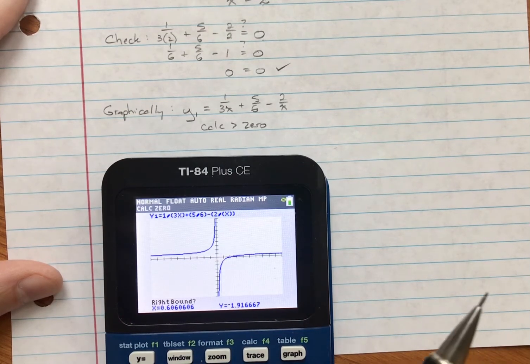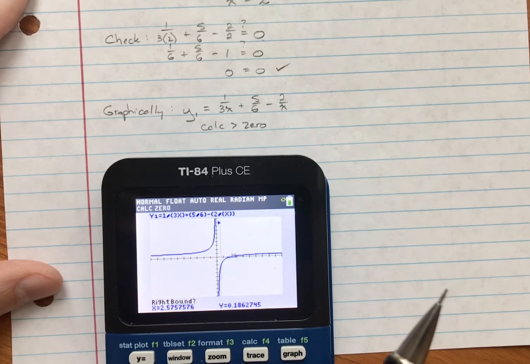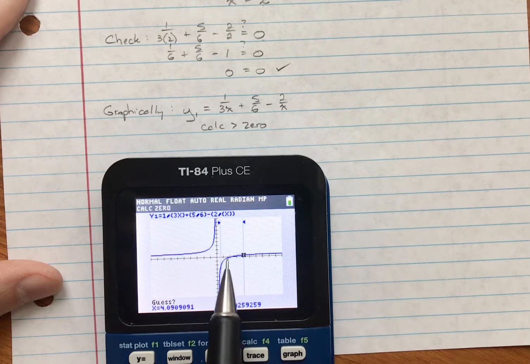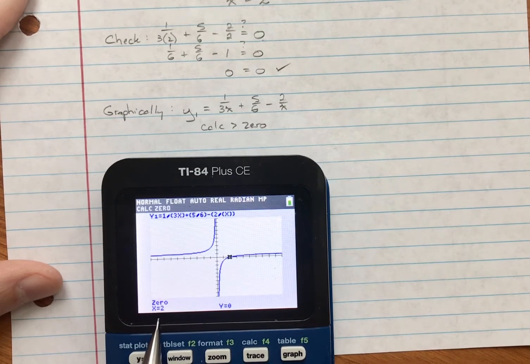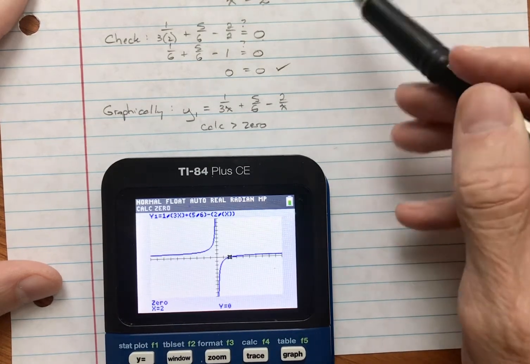Okay, notice it makes a line. Tell me where the left bound is. Just go to the right side of it. So I want to look in between these two x values for that crossing point, for that 0. And then we're going to press enter again. And sure enough, the 0 is at 2, right? Which is what we have right up here.